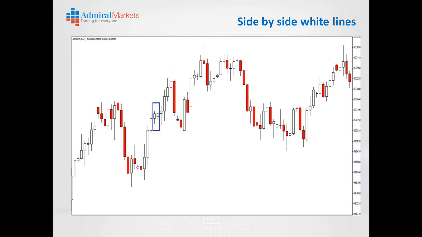Now, probably you guys will ask me, is it Harami or something like that? It's not, because Harami is characterized in downtrend. This is uptrend. This is continuation. This is not a reversal. Harami is reversal pattern. This is continuation.